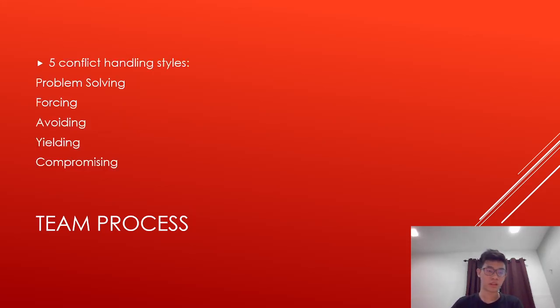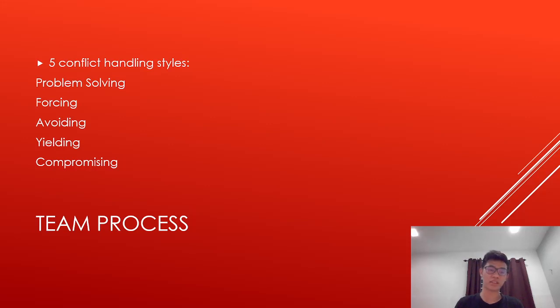There are five conflict handling styles, such as problem solving, and Iron Man did solve many problems in many situations with his own innovative ways. He is also a forcing person, forcing the team to use his own way and leading them to achieve the goal.